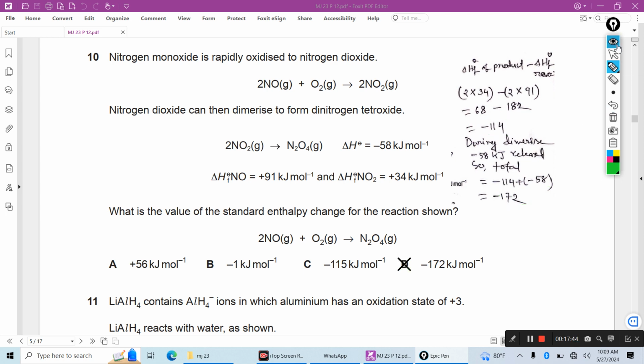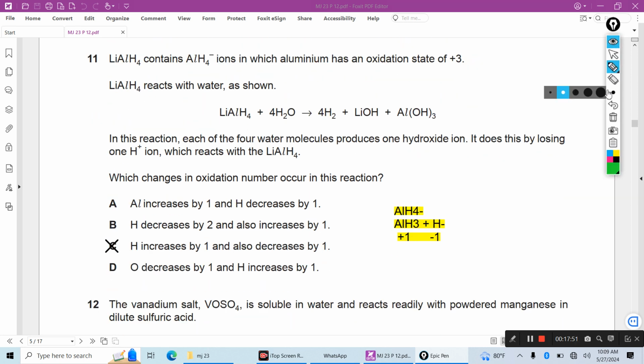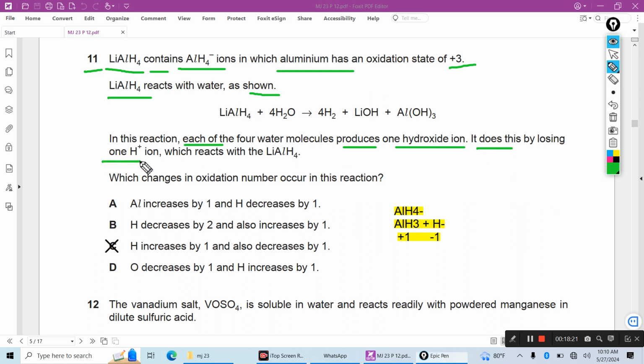Then lithium aluminum hydride contains the aluminum hydride ion in which aluminum has an oxidation number of +3. Lithium aluminum hydride reacts with water as shown. In this reaction, each of 4 water molecules produces one hydroxide ion. It does this by losing one hydrogen ion which reacts with lithium aluminum hydride. So which changes in oxidation number occur in this reaction?